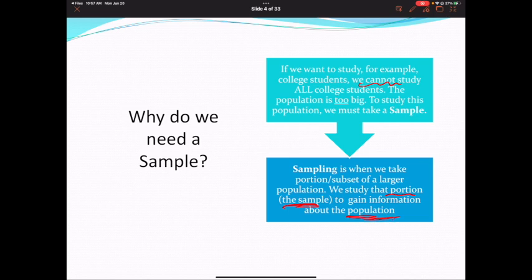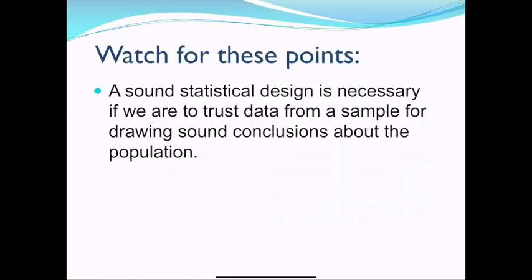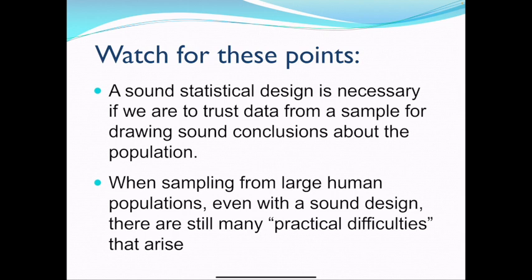So keep an eye out for these. First, a sound statistical design is necessary if we're to trust data from a sample for drawing sound conclusions about a population. The study needs to be designed well. And when sampling from large human populations, keep in mind that even with a solid statistical design, there can still be many practical difficulties that may arise.